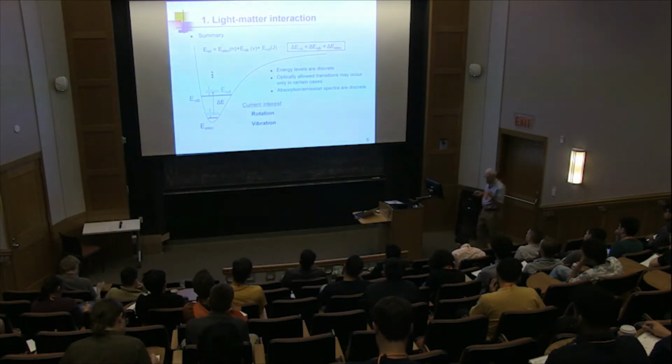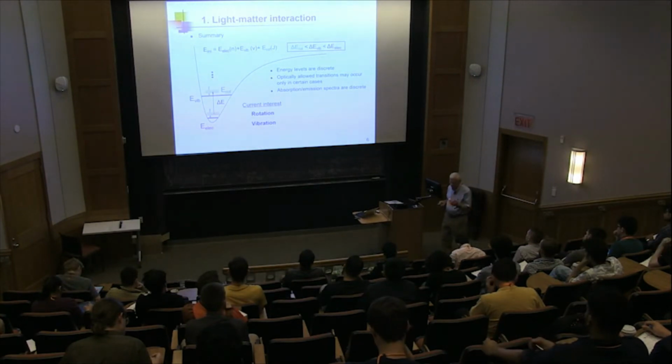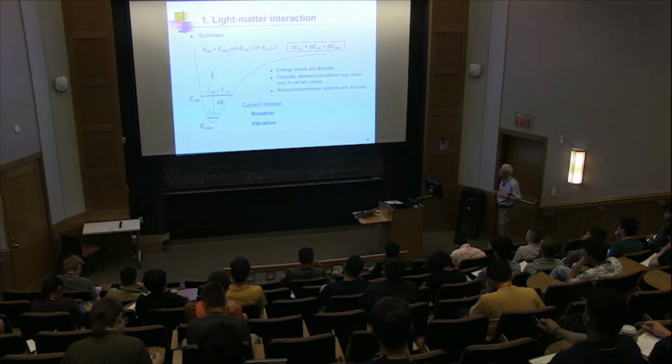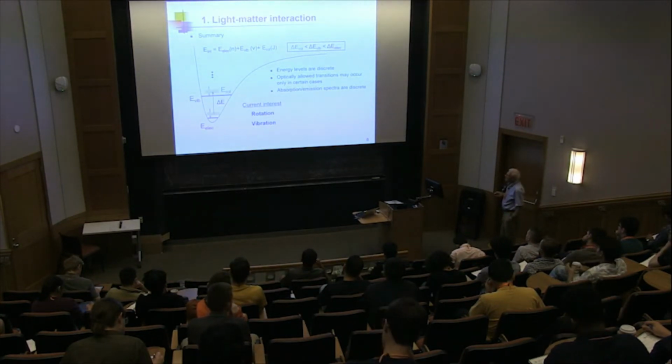So why do I say discrete? Well, because quantum mechanics tells us you only can have discrete energy levels. You can't have a continuous distribution of energy levels. We're going to talk about rotation and vibration.